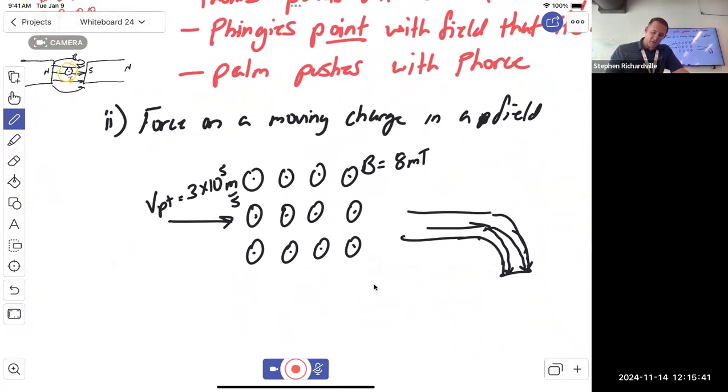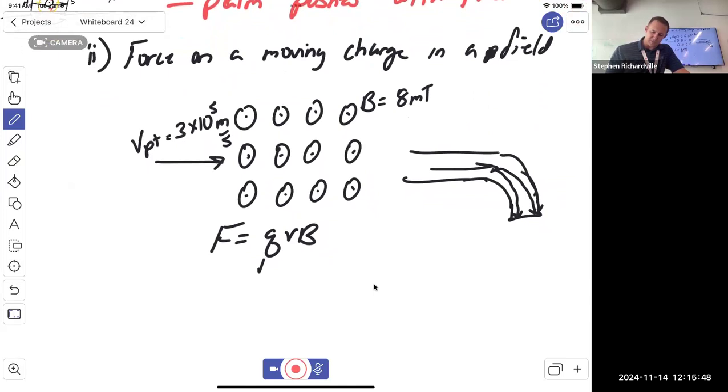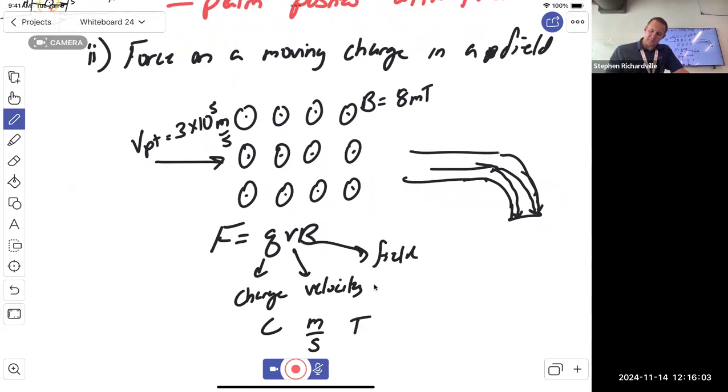I don't have BIL, but I do have QVB, where this is charge, velocity, and field. And you can see how unit-wise, it's coulombs, meters per second, Tesla, whereas your other one, BIL, was Tesla, coulomb per second, meters. So guess what? Probably the same thing, right? Beautiful how physics works out. So my force is QVB.